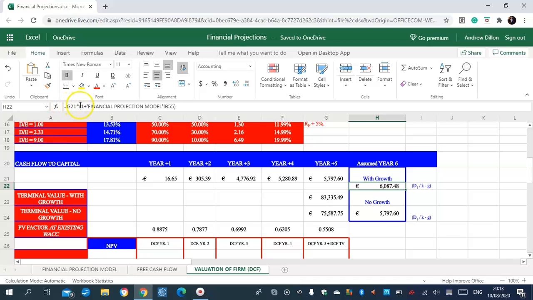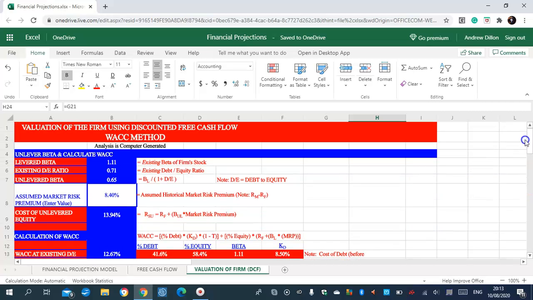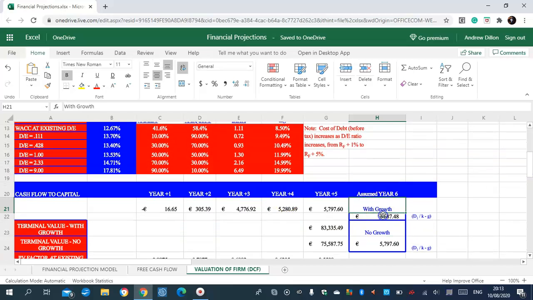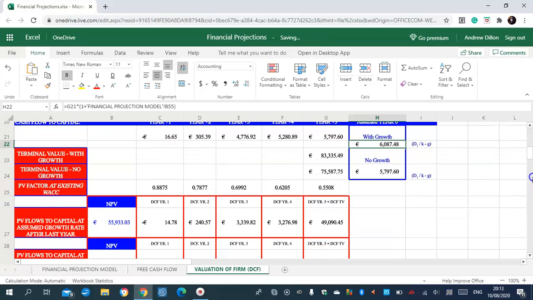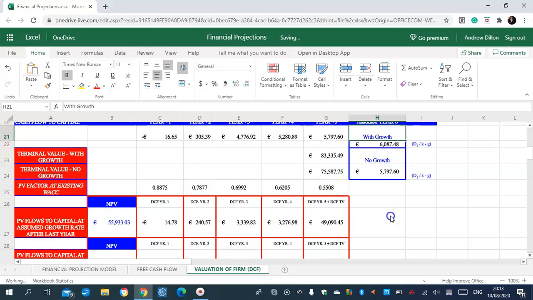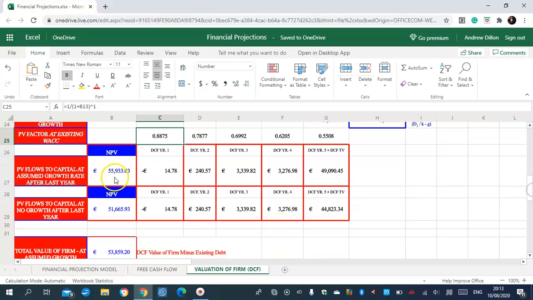E equals G21 multiplied by 1 plus financial projection model exclamation mark B55 bracket G21, which is here, yeah. Okay, and then the PV, sorry, that got cancelled. That's the PV of flows to capital at assumed growth rate after last year.